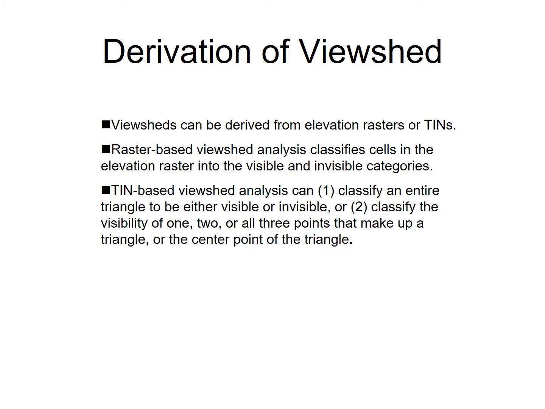View sheds can be derived from elevations or TINs. The TIN-based view shed can classify an entire triangle as either visible or invisible, or classify the visibility of 1, 2, or all 3 points of the triangle, whereas rasters can identify it on a cell-by-cell basis.